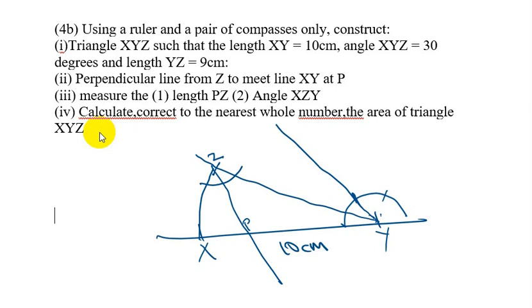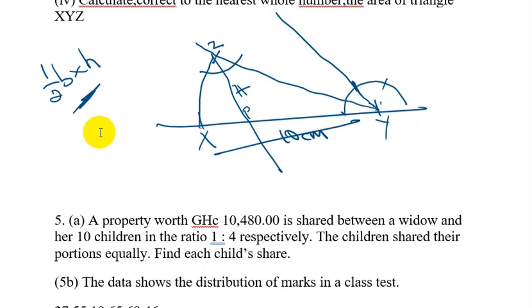And they say calculate, correct to the nearest whole number, the area of triangle XYZ. Now we know the area to be half base times height. This is the base, 10. The size you measure for ZP will be the height. Okay, so that's what we use. Now I did a sketch, so I can't tell the height, but this is the formula you use. So please try it with the construction and let me have it on my WhatsApp.